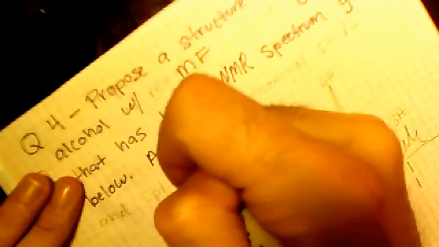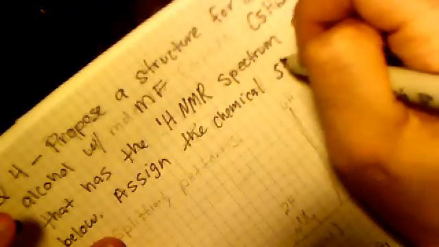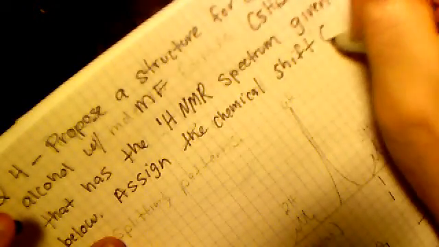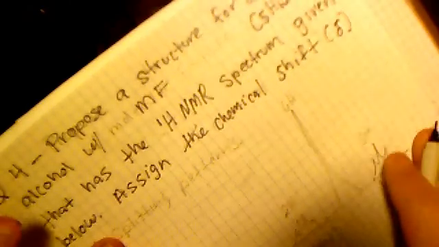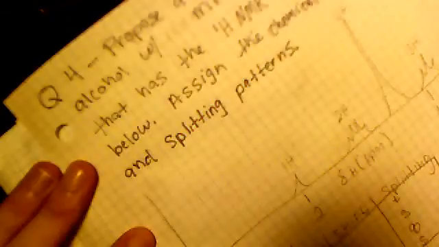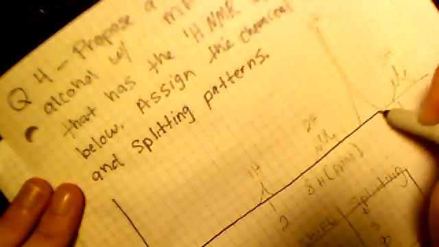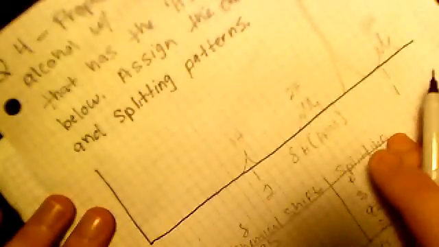Alright, so they want us to assign the chemical shift, right? That delta sign, the chemical shift and splitting patterns. And they also want us to eventually write the formula. So I'm just going to write out what was on the Wiley, the graph that they gave us.